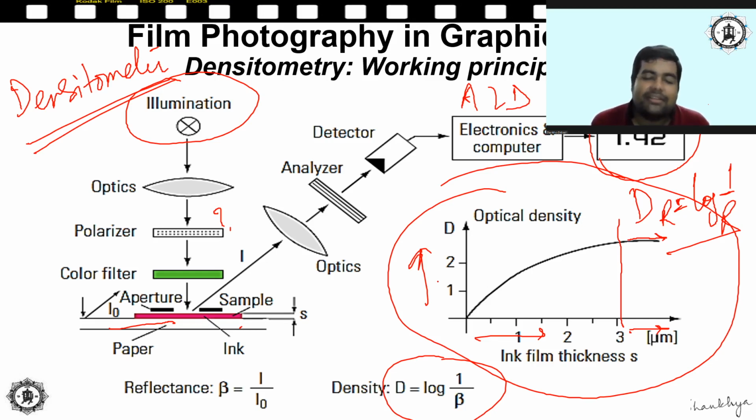No matter, after a certain point, how much you increase the ink film thickness, the amount of light which that ink film is going to absorb is not going to change anymore. And if this does not change, then the optical density is not going to change. So it will remain constant. That is why after a certain ink film thickness, the optical density is getting flattened.